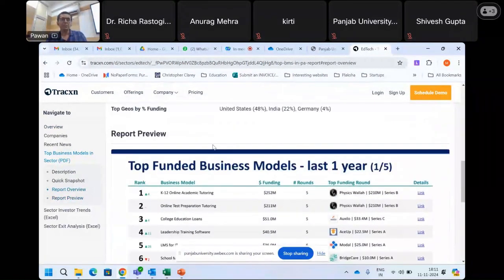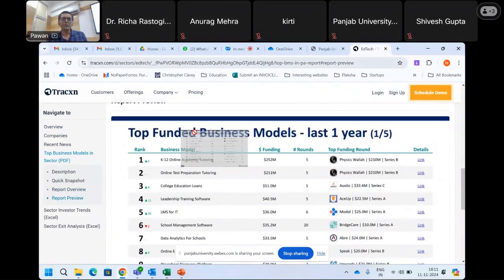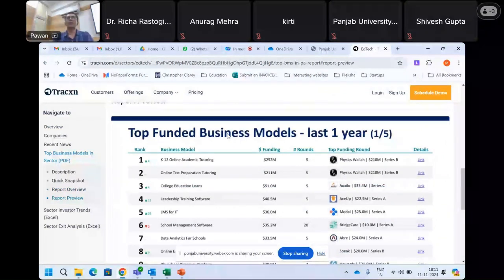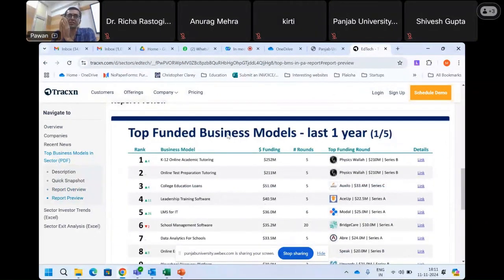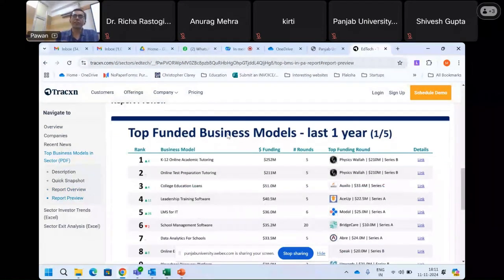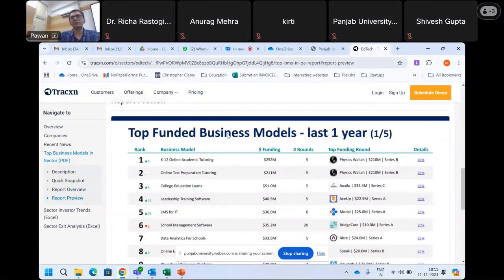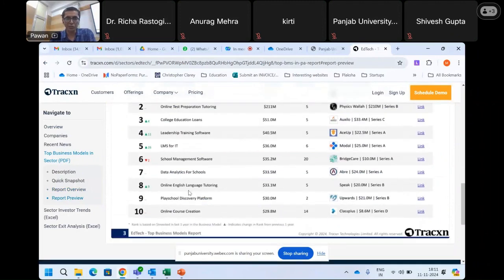Now, for example, this report is about business models. Within EdTech also, there are different types of businesses. Few would have test preparation material, few would have K-12 tuition, few would have English speaking courses. This report actually lists all the businesses which exist in the EdTech industry.